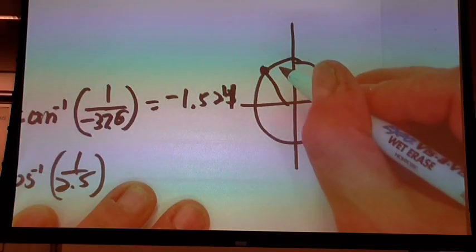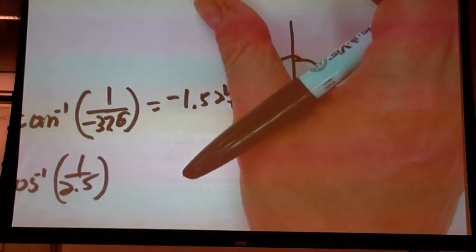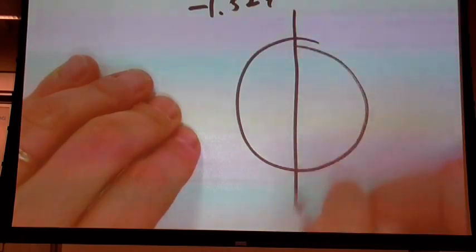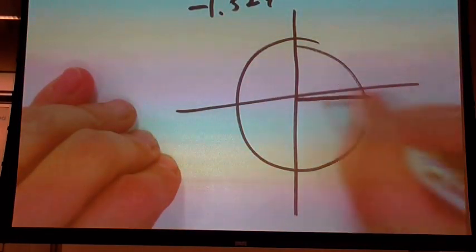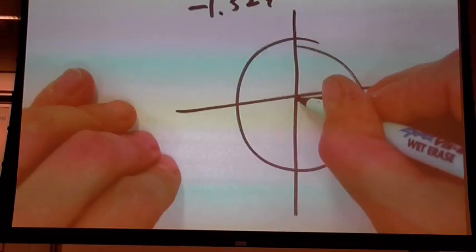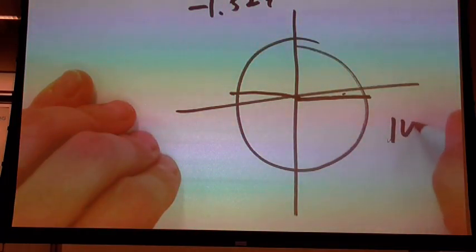Wait a minute. Hold on. Let me start over on that one. Negative 1, this is an angle. Again, this is a very tiny angle down here. That's my negative 1.524 degrees. I'm not in radians, am I? Okay, so that's the angle in the fourth quadrant.